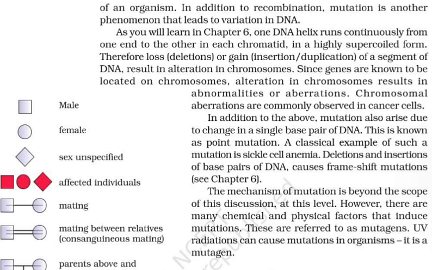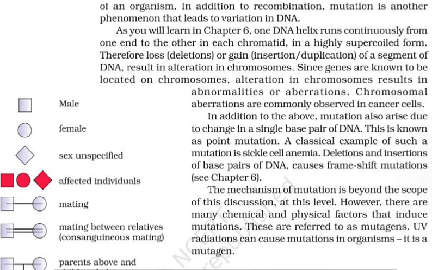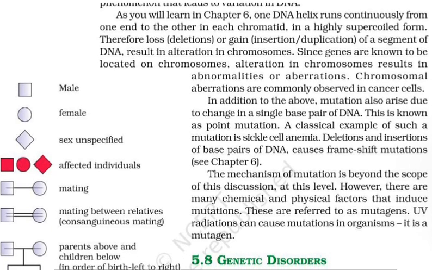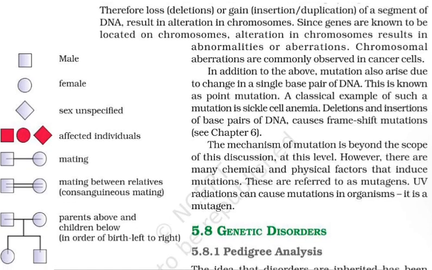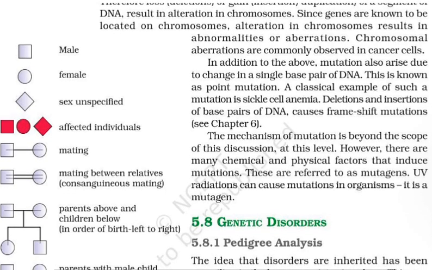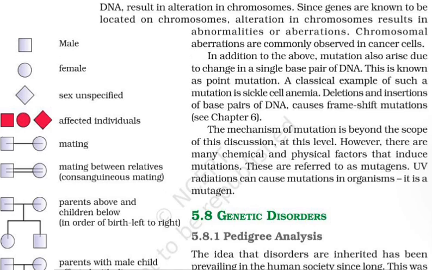Genes are known to be located on chromosomes. Alteration in chromosome results in abnormality or aberrations. Chromosomal aberrations are commonly observed in cancer cell. कौन से cell में observe होती है? Commonly cancer cells. In addition to the above, mutation also arises due to change in a single base pair of DNA. This is known as point mutation. A classical example of such a mutation is sickle cell anemia. किसका example है? Point mutation का.